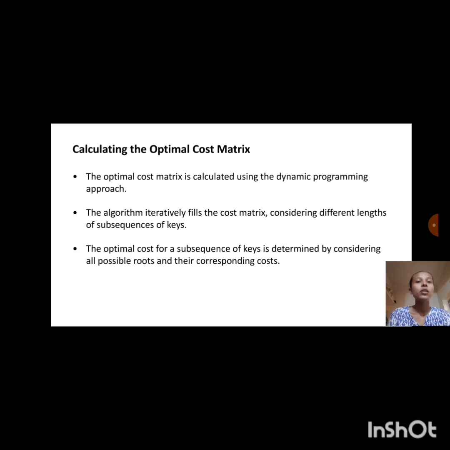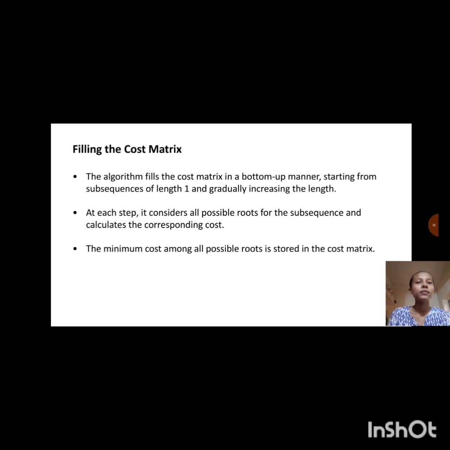Calculating the optimal cost matrix. The optimal cost matrix is calculated using the dynamic programming approach. The algorithm iteratively fills the cost matrix considering different lengths of subsequence of the keys. The optimal cost for a subsequence of the keys is determined by considering all possible routes and their corresponding costs.